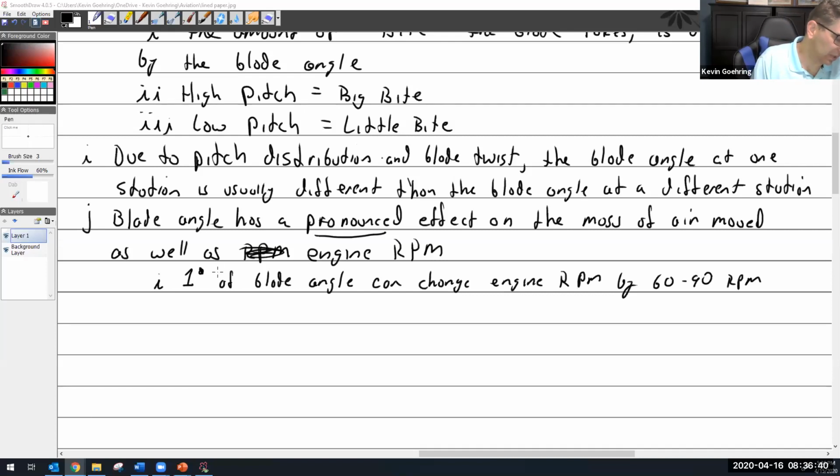Okay. So we now know that there is this pitch distribution, and there's this change in the blade angles as you go down the blade. But we haven't really talked about why, because it's moving at the same RPM, obviously, but it's doing a lot of other things that are very different. So the reason why blades have pitch distribution.